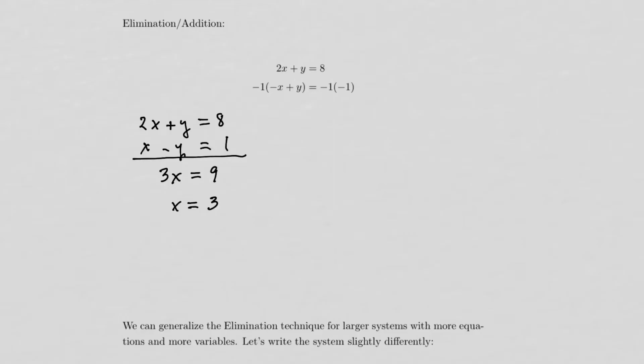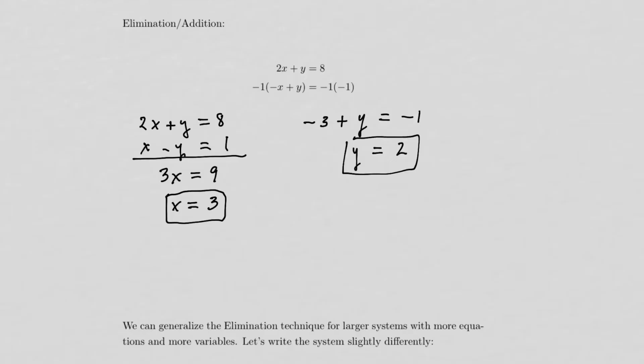Then I can plug this value for x into either one of the original equations. Let's plug it into the second one, and I can get minus x plus y equals -1, so y equals 3 minus 1, or 2. And of course we get the same answer, and our solution set is the set containing the point 3, 2.